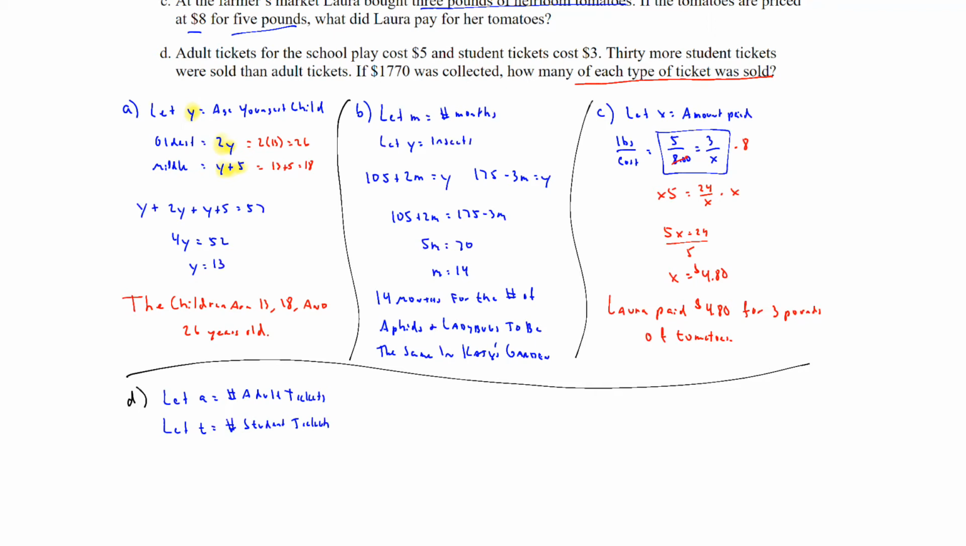We know the tickets cost $5 for an adult, $3 for a student. And we also know that $1,770 was collected. So we can say that for $5 for an adult ticket plus $3 for a student ticket is equal to $1,770. But we also know 30 more student tickets were sold than adult tickets.